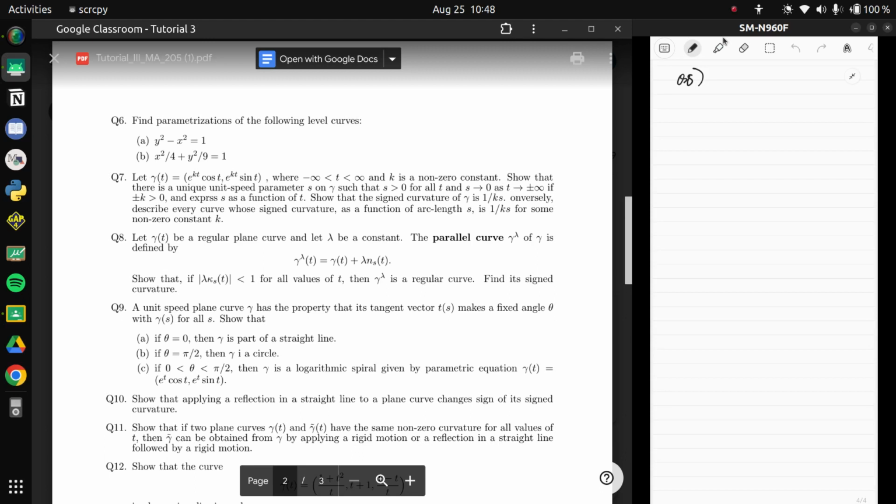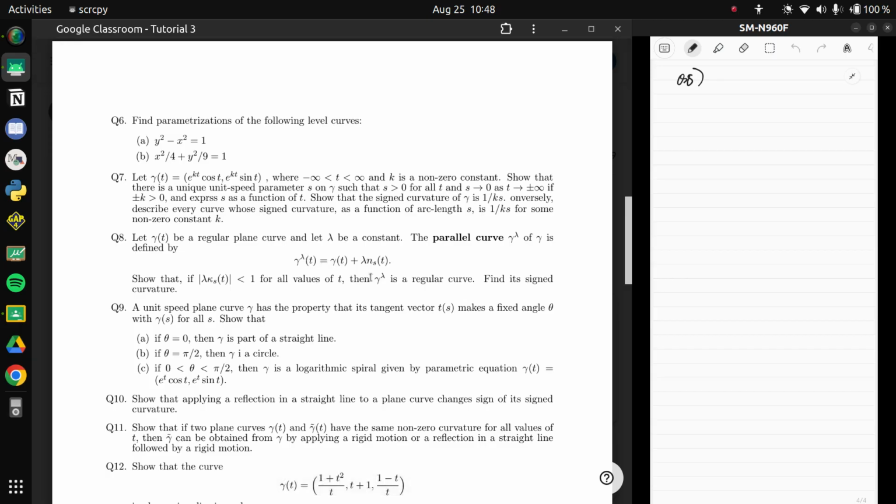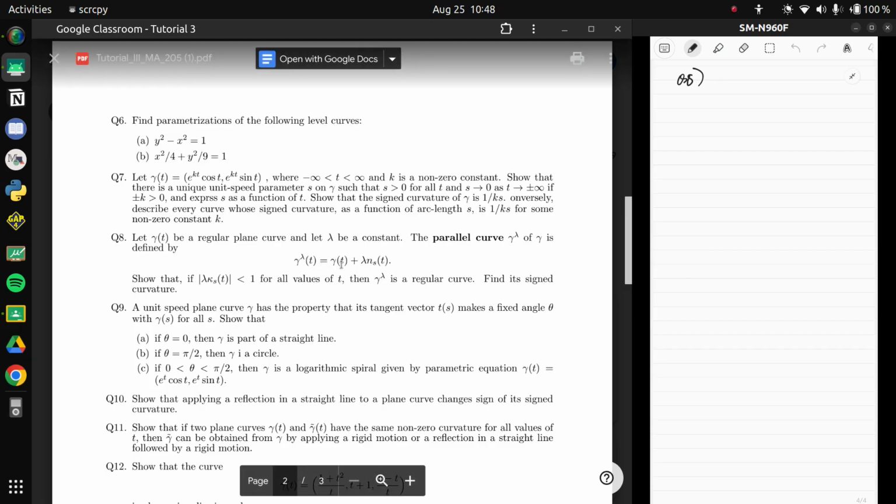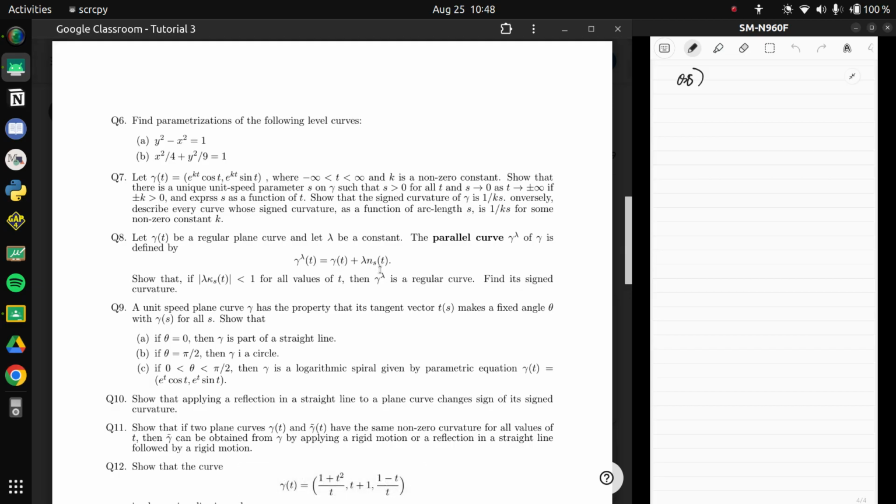Last time we left off at question 7. Let's go to question 8 now. Let gamma be a regular plane curve and let lambda be a constant. The parallel curve gamma power lambda. They're saying gamma power lambda, but it should just be gamma subscript lambda, as in a completely new curve. It's defined by gamma of t plus lambda n sub s of t.